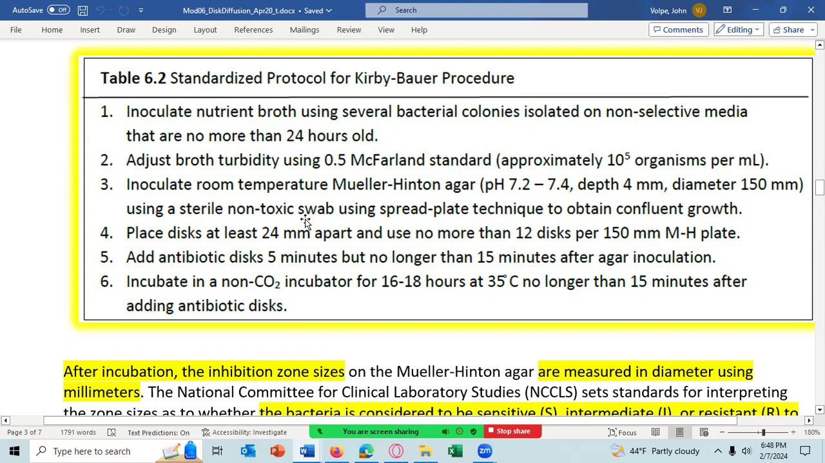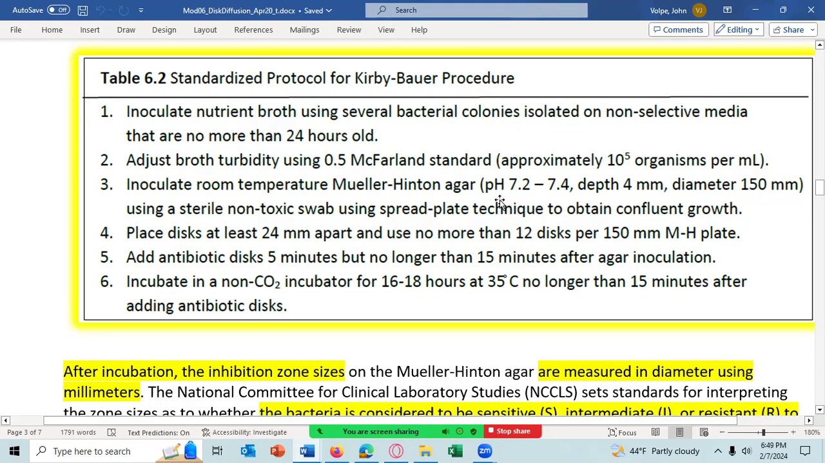You then inoculate room temperature Mueller-Hinton agar plates. So we always use Mueller-Hinton agar plates, and the different types of media can affect the size of the zone of inhibition. The Mueller-Hinton plates are always between pH 7.2 and 7.4. So we pH them to make sure they're between pH 7.2 and 7.4.